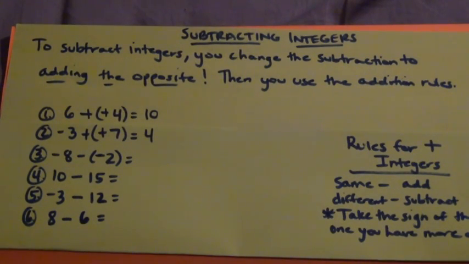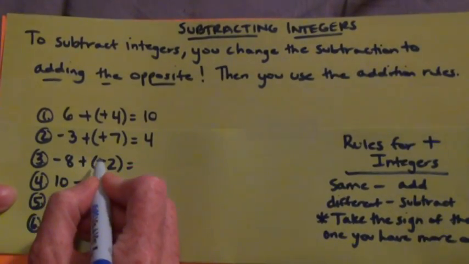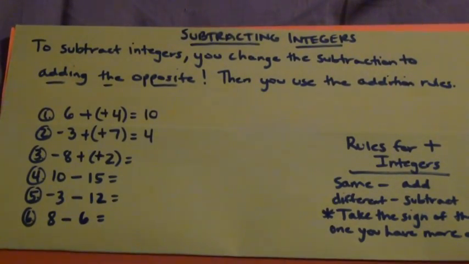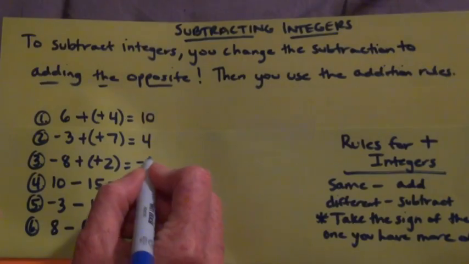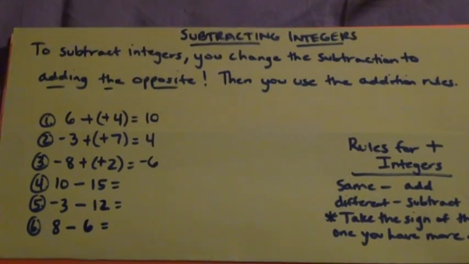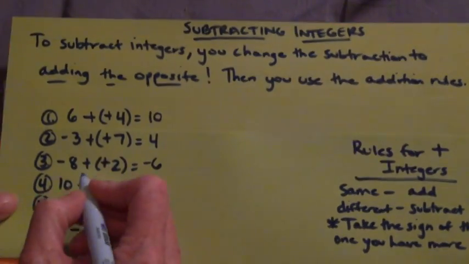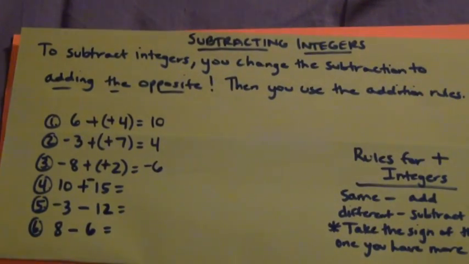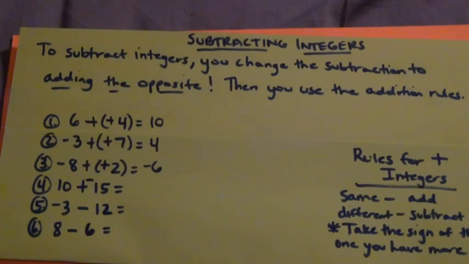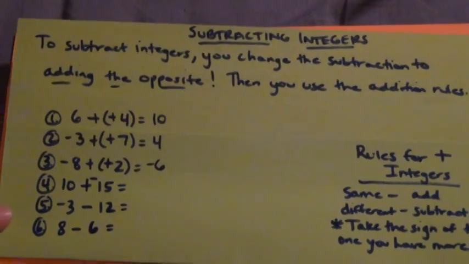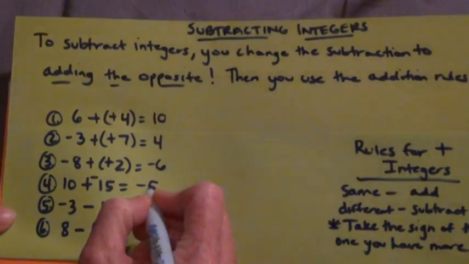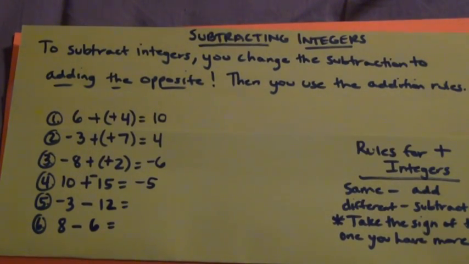Number 3, negative 8 minus negative 2. Change it to adding the opposite. Now I use the rules for addition. Negative 8 plus positive 2 is negative 6. Number 4, 10 minus 15. I need to change it to adding the opposite. Now I subtract because you have different signs. My answer is negative 5.